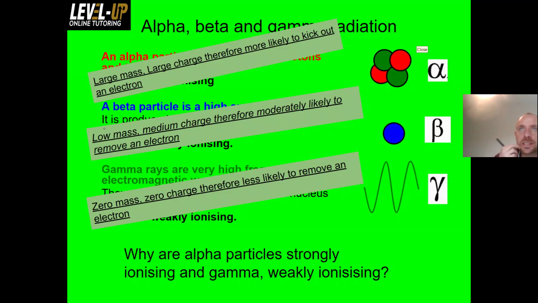Now, you definitely need to know that alpha is highly ionizing, beta is moderately ionizing, and gamma is weakly ionizing. Sometimes the higher level questions will ask you why that's the case. I personally think it's really helpful to add to your understanding as to why that's the case. The questions aren't that common, but if you want some higher level questions, or if you're given some high level questions, I think an understanding of that is really helpful.